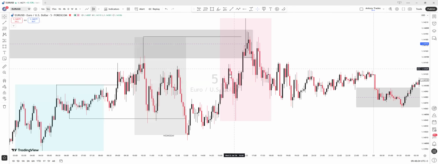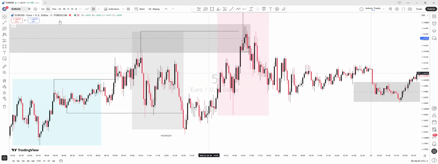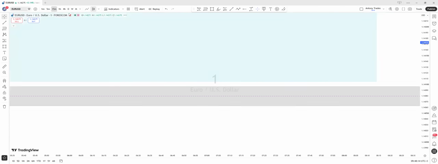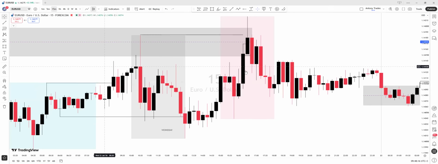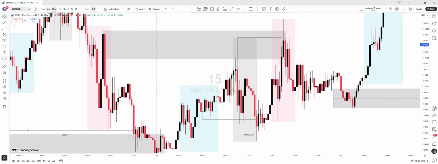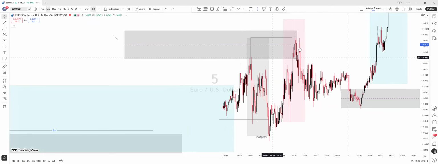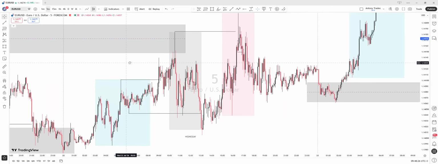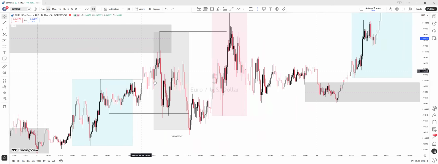I want to know where did I take that entry from. No, it was not there, guys. Sorry. It was not there. Let me go back to 15 minutes. I want to confirm exactly where we were taking that sale from. It was around this area. It wasn't there. I want to show you these mistakes that we, as traders, do make.